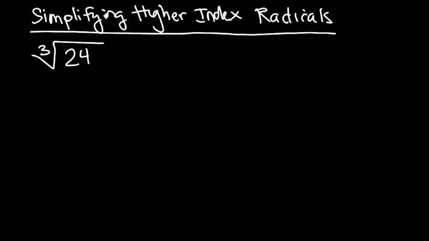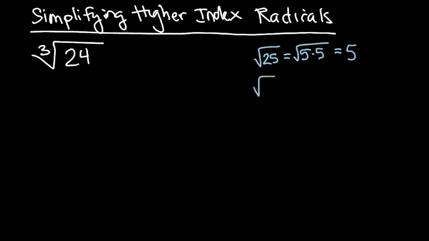We're going to review simplifying higher index radicals. Really quickly, I want to remind you about how we simplify square roots. Remember, a square root is just an index of 2. If I want to simplify a square root such as the square root of 25, I recognize that that is equal to 5 times 5, thus the square root is 5.